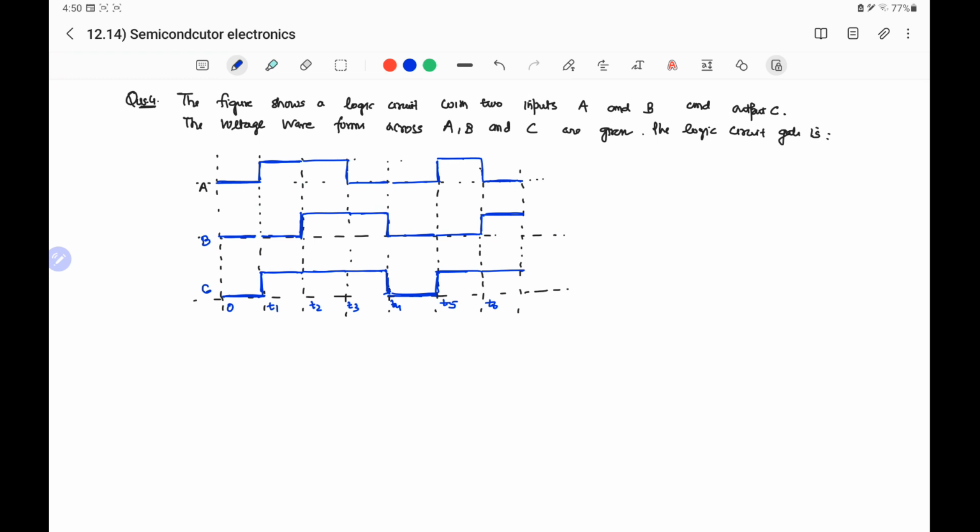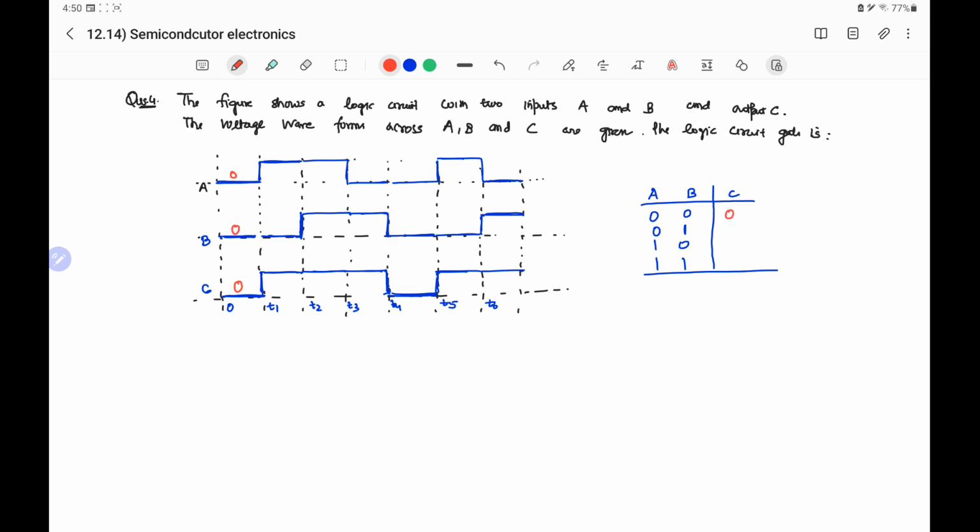Fourth question is, the figure shows a logic circuit with two inputs A and B and output C. The voltage waveforms across A, B and C are given. The logic circuit gate is? Here the inputs are A and B and output is C. So for two inputs we have four combinations 0 0, 0 1, 1 0, 1 1. Now we see that in 0 to T1 input A is low, input B is also low and output C is also low. So for 0 0 output C is 0.